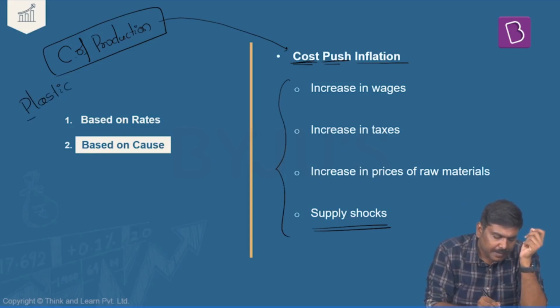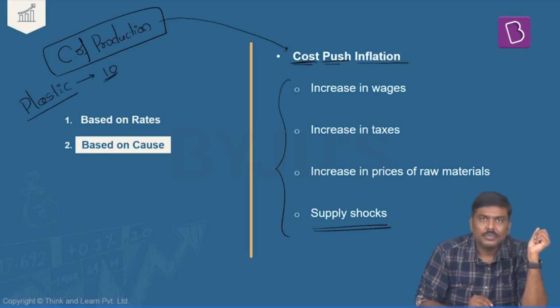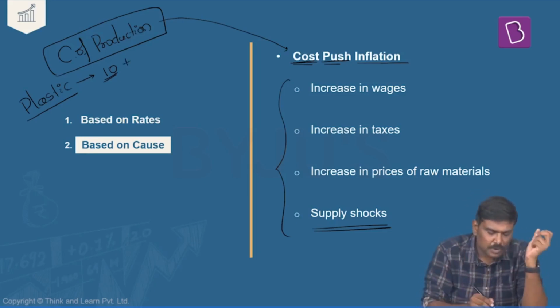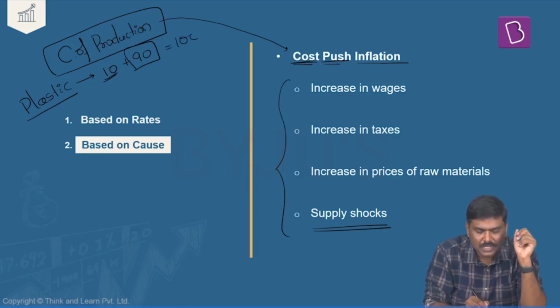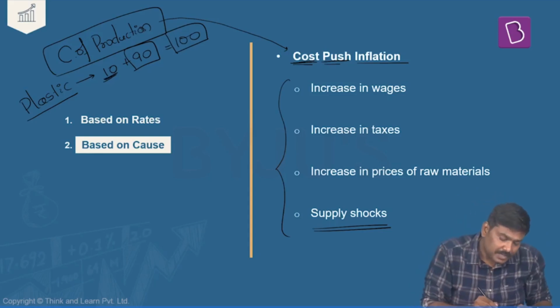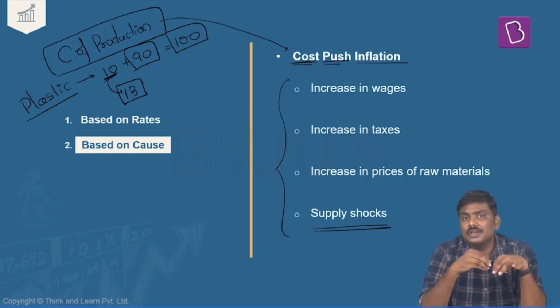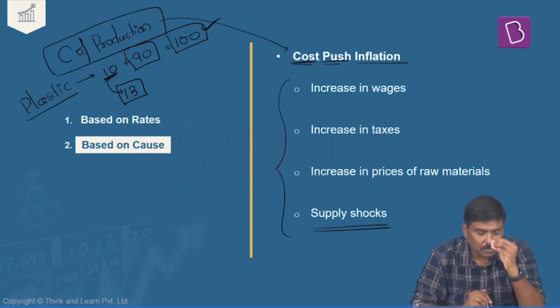Imagine earlier, the cost of the plastic was 10 rupees. Along with all the other factors of production, other costs were 90 rupees. So you were ready to sell the product at 100 rupees in the market. Now imagine the cost of plastic increases from 10 rupees to 13 rupees. So one of the two things will happen. If you want to continue to sell the product at 100 rupees, follow this very carefully.